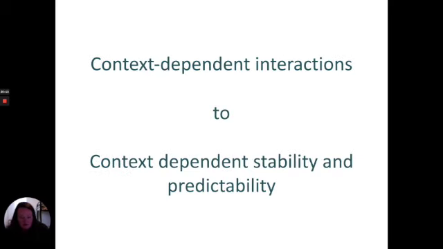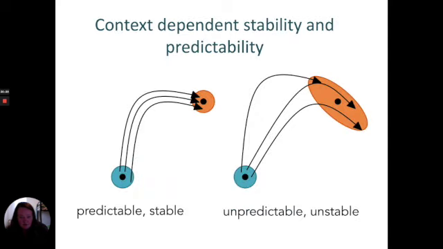Okay, so for the second half of my talk, I'm going to go from this context dependence of species interactions to context dependence of stability and predictability. So first, I just define what I mean by being predictable and being stable. If you have an ecosystem at a point, in blue here, if you perturb it slightly from those conditions, can you predict where it ends up?